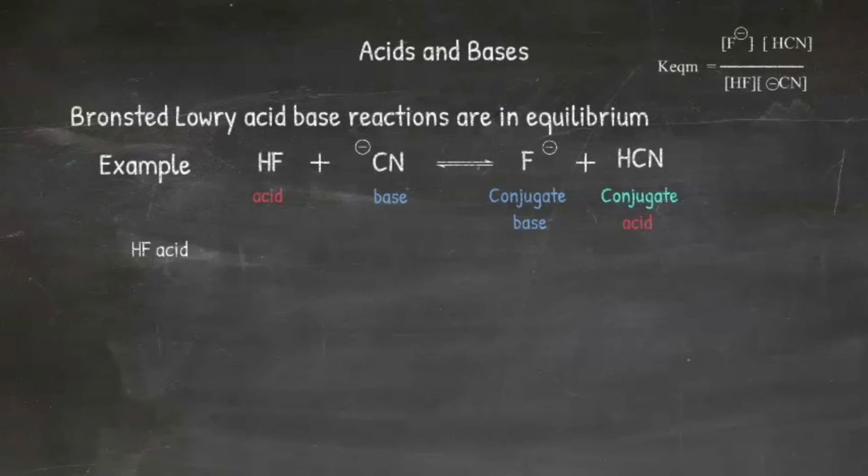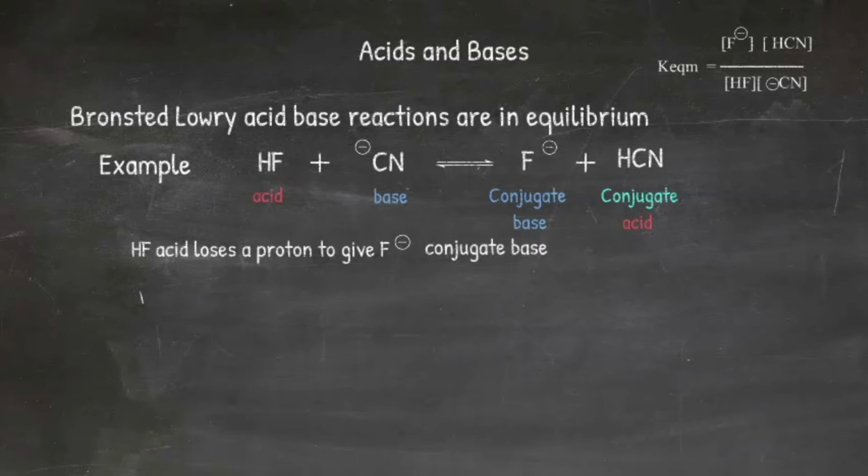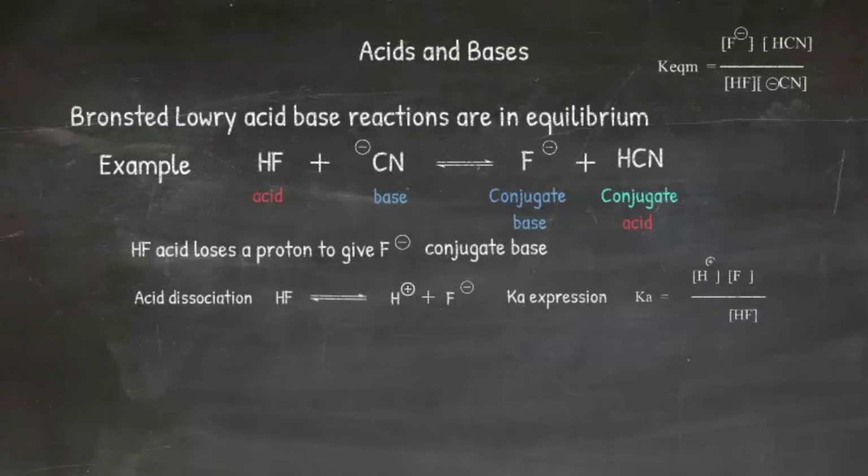HF acid, hydrofluoric acid, loses a proton to give the fluoride ion, F-, its conjugate base. The acid dissociation reaction is given below, and the Ka equilibrium expression is shown on the right. Ka is equal to the products of the ions multiplied by each other divided by the acid concentration.